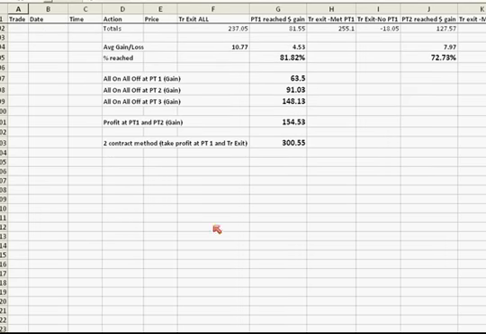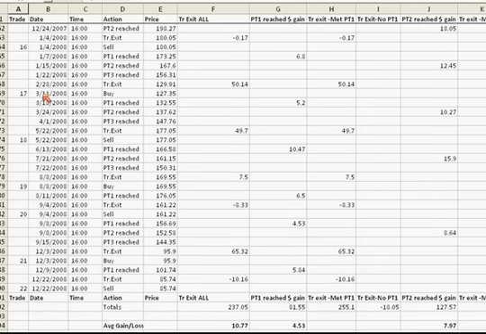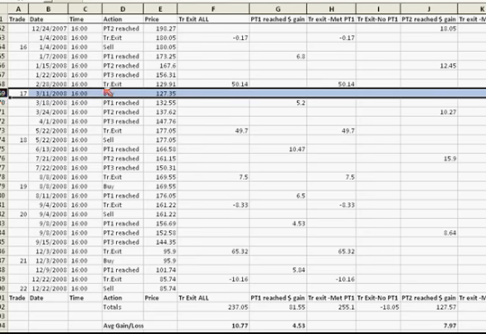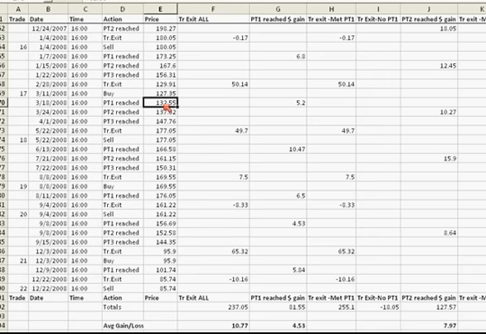Again, let me point this out to you. See the trade on 3/11/2008. You got a buy signal. There's the price. Profit target was reached on the 18th. There's the price, and there's the profit.